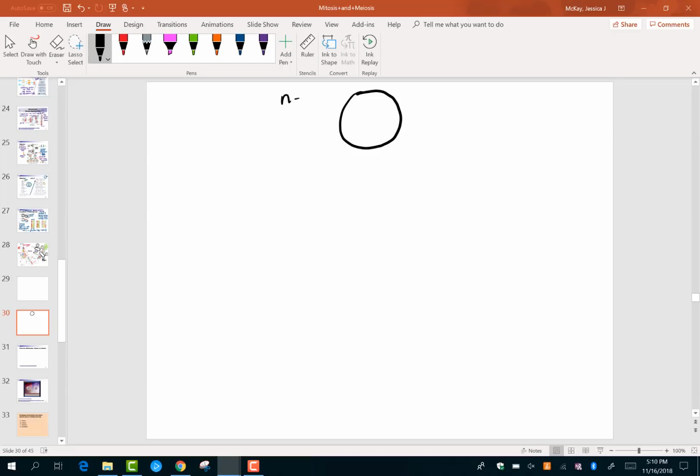And we're going to do our typical n equals 4. Which means you're going to have 4 chromosomes. Oh, that's not a very good color. 4 chromosomes in your cell. Okay. So this cell is at G1 phase. For both mitosis and meiosis, the cell will go through S phase. So you remember that means DNA replication happens.